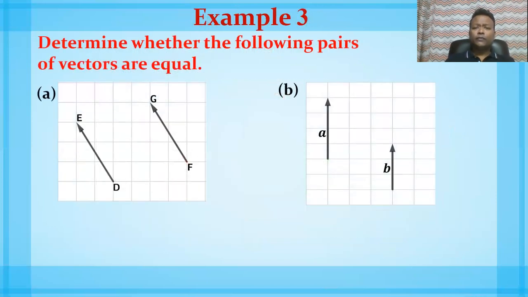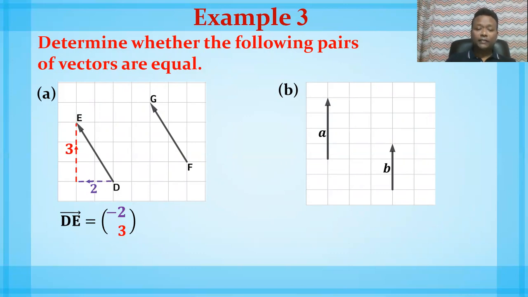Determine whether the following pairs of vectors are equal. In part A, we have the vectors DE and FG. So first we express DE in column form by considering the horizontal movement from the starting point D, which is 2 units to the left. So we put -2 in the first row. Next, we look at the vertical movement, which is 3 units upwards. So we write 3 in the second row.